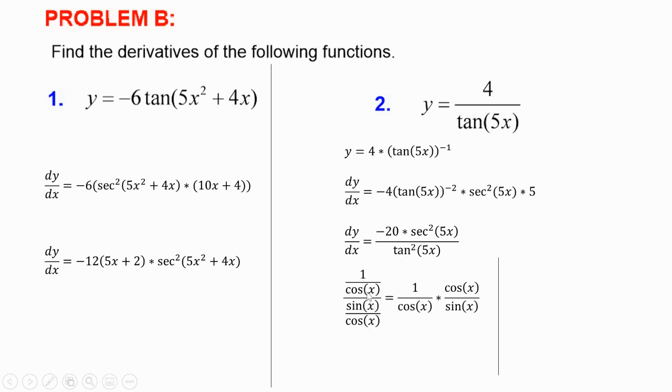So if I take 1 over cos and divide it by sine over cos, then effectively I'm multiplying 1 over cos by the reciprocal of sine over cos, which is cos over sine. And yes, that works out to be 1 over sine of x. And 1 over sine of x, of course, is the same thing as cosecant x. What does that mean for this question? That you could literally simplify this as the following: minus 20 cosecant squared of 5x.